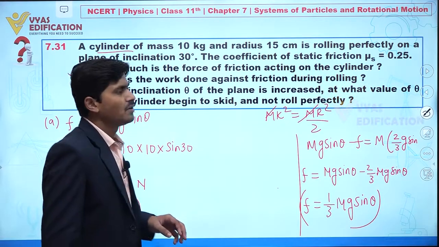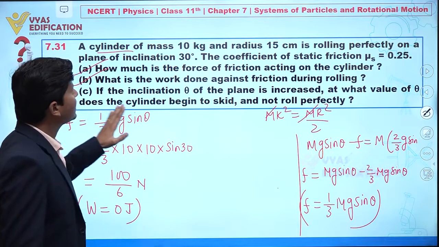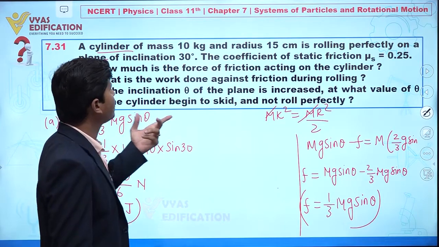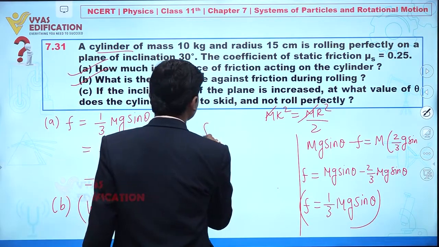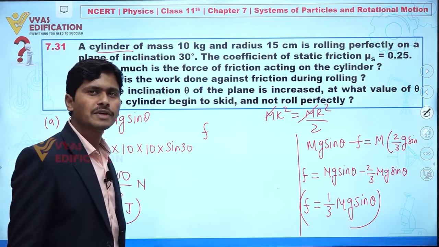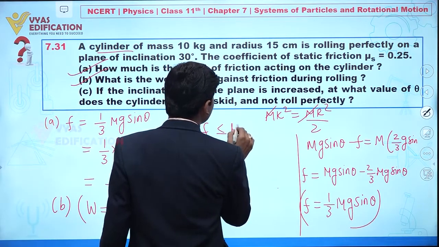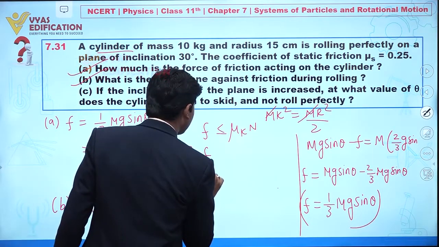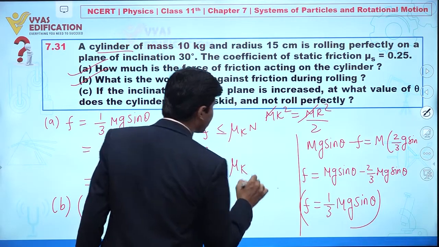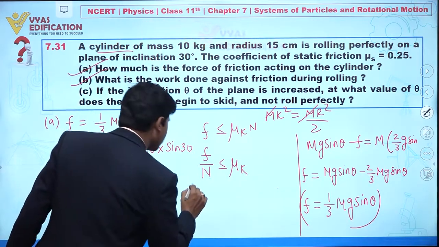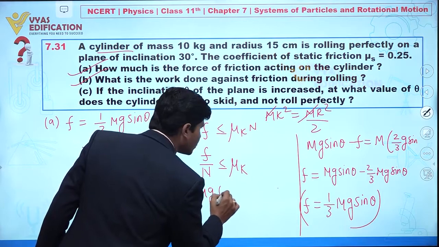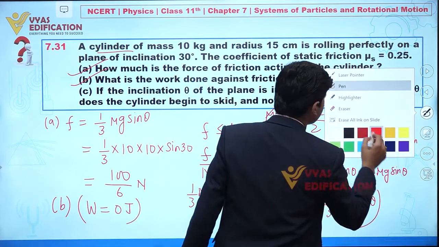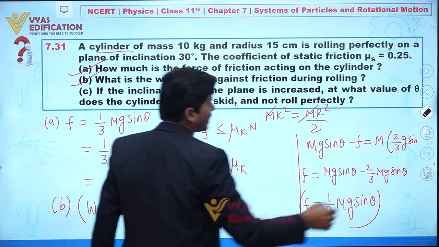Now in this case it is given, if the inclination angle theta of the plane is increased, at what value does the cylinder begin to skid? So what is the condition? The condition is very simple: whatever friction force is acting should be less than or equal to mu n. Or you can say friction divided by normal reaction should be less than or equal to the coefficient of friction. The value of friction force is 1 by 3 mg sin theta.